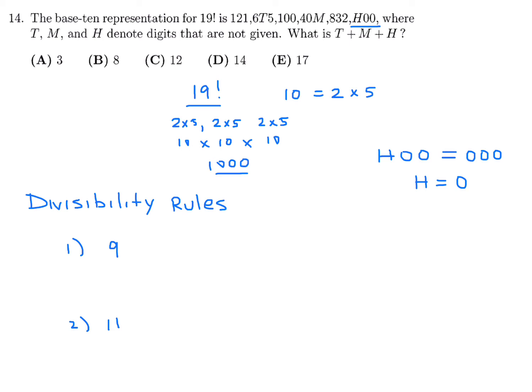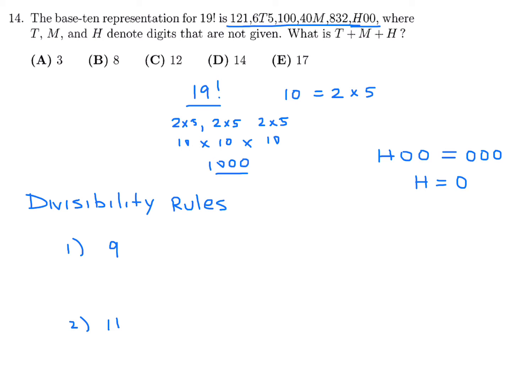The 9 is the one that's commonly used in a math contest: if a number is divisible by 9, the sum of the digits is also divisible by 9. Well, this number is definitely divisible by 9 because it's 19 factorial, and one of those numbers in 19 factorial will be a 9, right? 19 times 18 times 17 times 16, all the way down to 9 times 8, and so on. So the sum of the digits must be divisible by 9 since the number is divisible by 9.